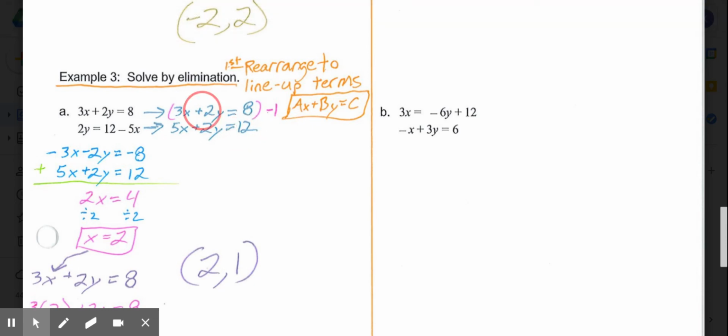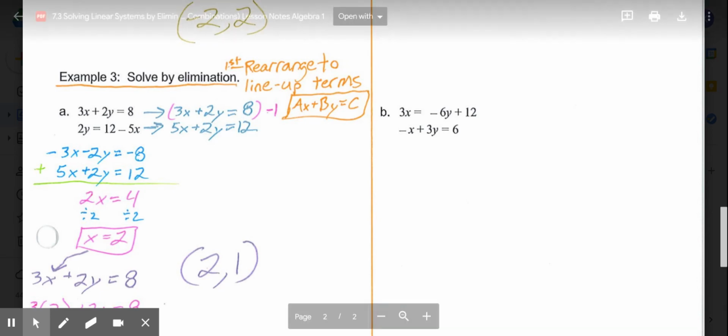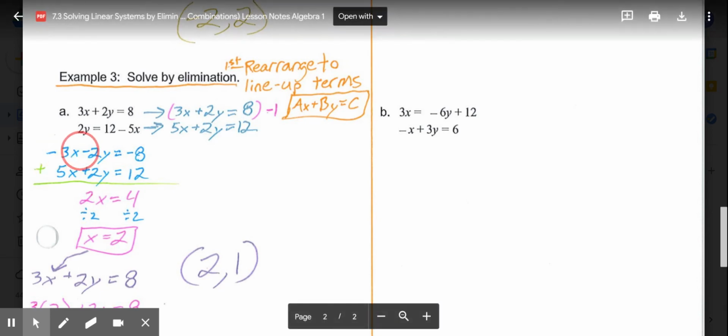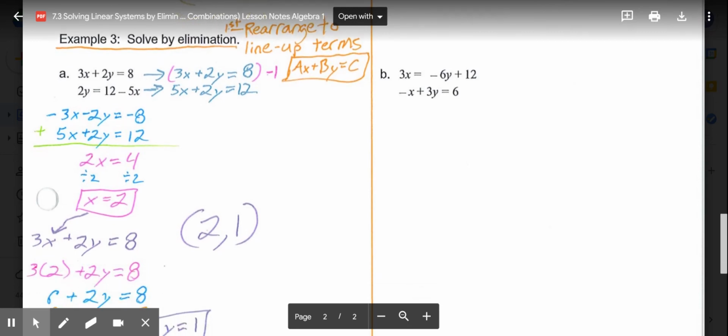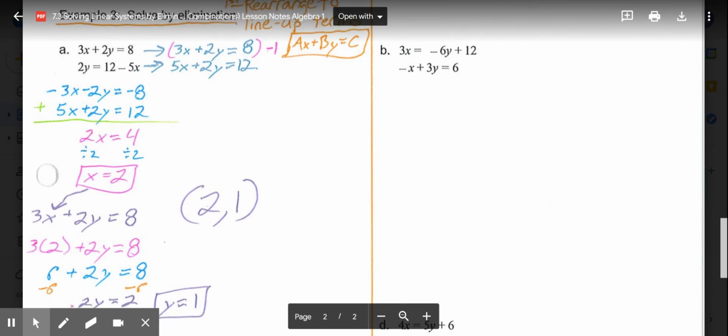Now, I have a positive 2y in both, so I just need to multiply one of them by a negative 1 to cancel out my y's. So the top one, I changed all the signs by multiplying it by a negative 1. So I have a negative 3x minus 2y equals negative 8, plus 5x plus 2y equals 12. That leaves us with 2x equals 4, divide by 2, and x equals 2.